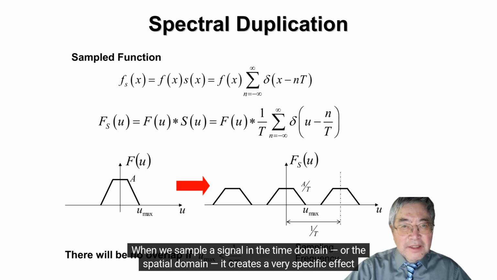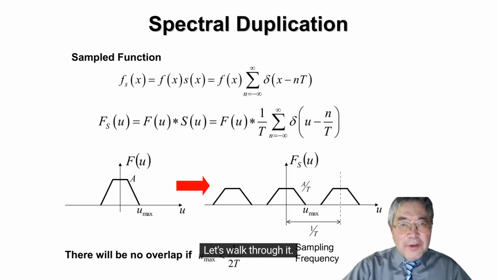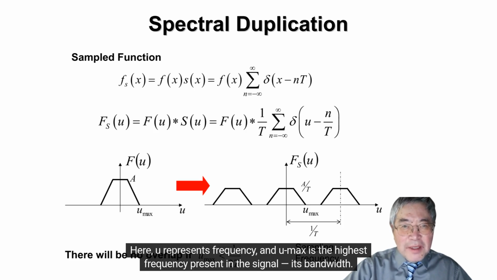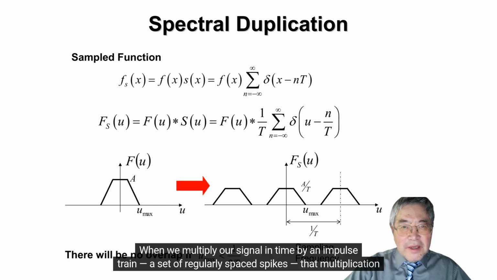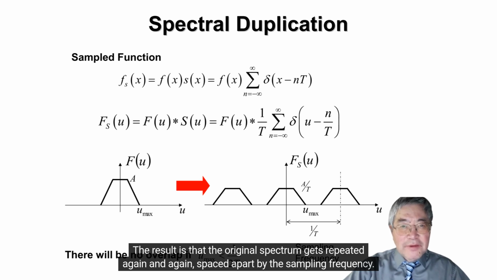When we sample a signal in the time domain, or the spatial domain, it creates a very specific effect in the frequency domain. Sampling in one domain is equivalent to performing a convolution in the other domain. Let's walk through it. We start with our original spectrum, which we'll call F(u). Here u represents frequency, and umax is the highest frequency present in the signal, its bandwidth. When we multiply our signal in time by an impulse train, a set of regularly spaced spikes, that multiplication turns into a convolution in frequency.